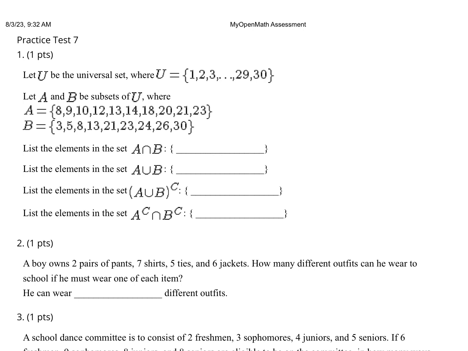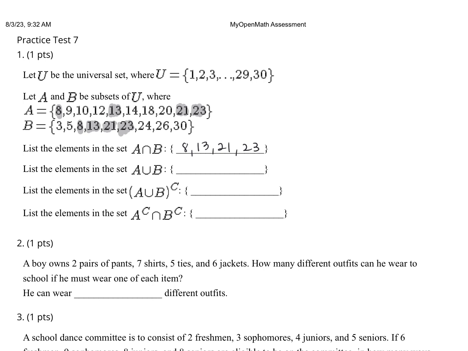So this intersect is an "and" and that means the things that they have in common. So let's see, A has 8, so does B. 9, 10, 12, 13 is in common. 14, 18, 20, 21 is in common. 23 is in common. So those are the only numbers that A and B have in common. So A intersect B would include the numbers 8, 13, 21, and 23.